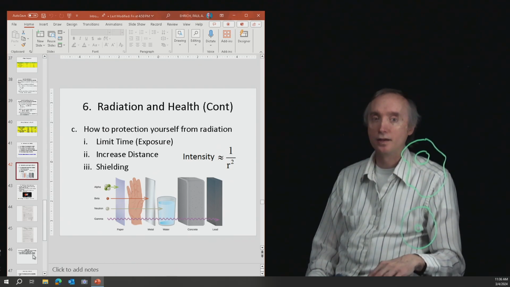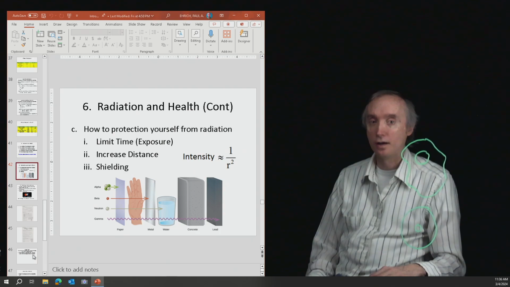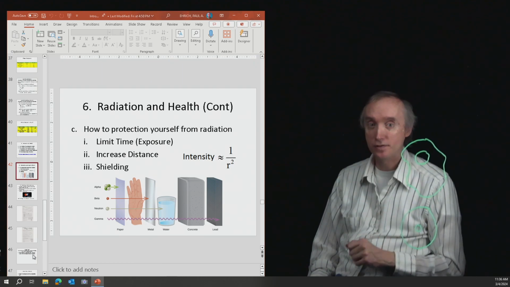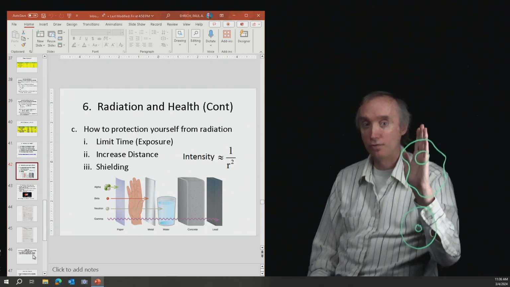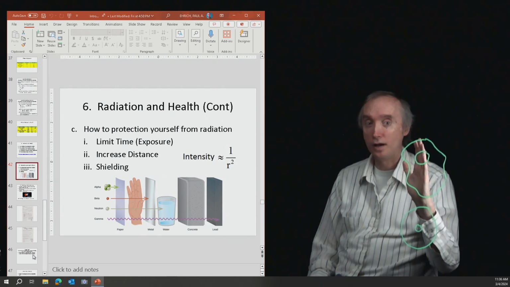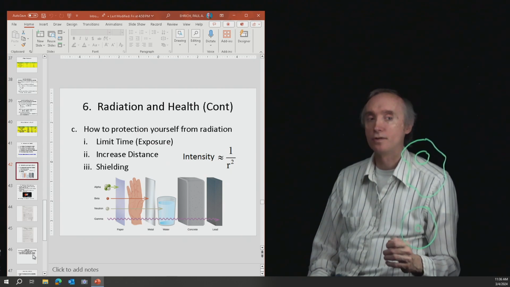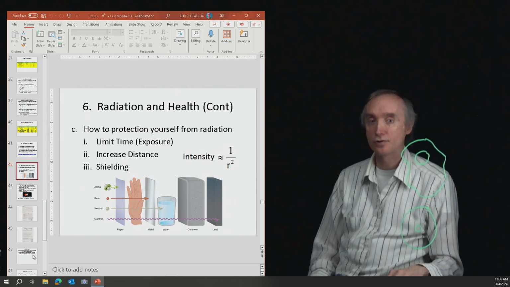Okay, then the next thing is, what about the beta particle? The beta particle was an electron. Notice that an electron can go through a piece of paper. It could also go through your hand, but it's going to be stopped by a piece of metal, for example. So again, beta particles are not that powerful a type of radiation.